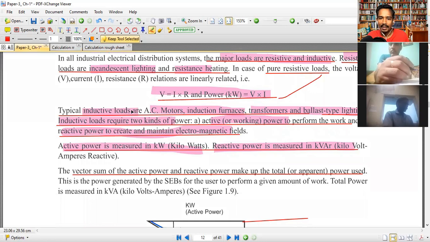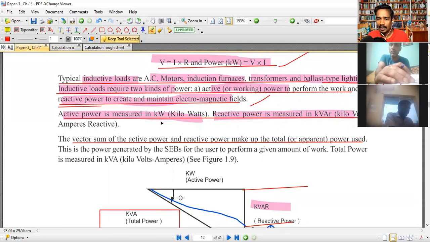What are the loads available? We have inductive loads like AC motor, induction furnace, transformer, ballast lighting. Inductive load has two kinds of power. Sometimes they ask this for one mark. Active power, which is kilowatt, is the working power. Reactive power creates and maintains the electromagnetic field, the magnetic field. Sometimes they ask the unit: kilowatt is active power, reactive power is kVAr.